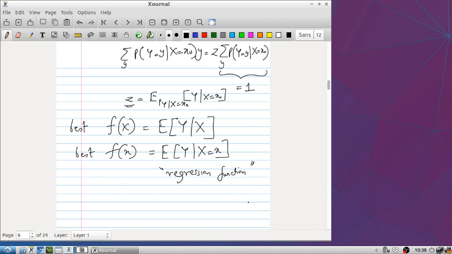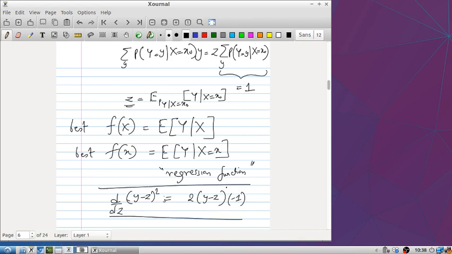This is d by dz of z squared, which is basically 2z. In this case, we were doing d by dz of (y minus z) squared, which happens to be minus 2 times (y minus z). Minus 2 because first of all you bring this 2 here, keep y minus z, and the differentiation of z with respect to itself is minus 1. So this is pretty much the rule that we used. Later on also we will use the same thing.